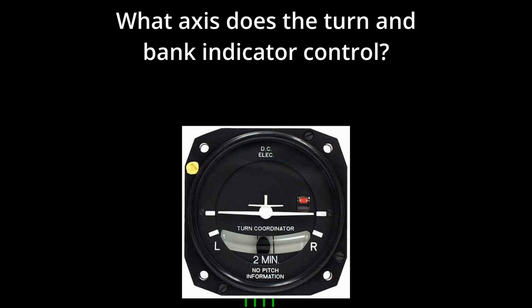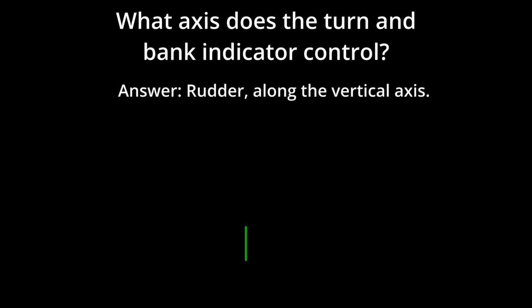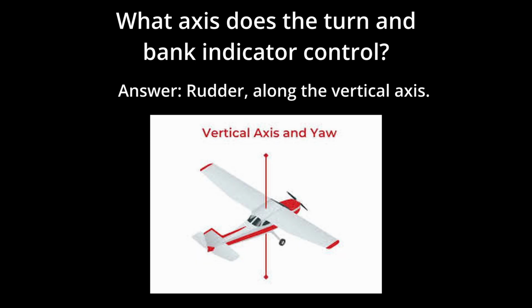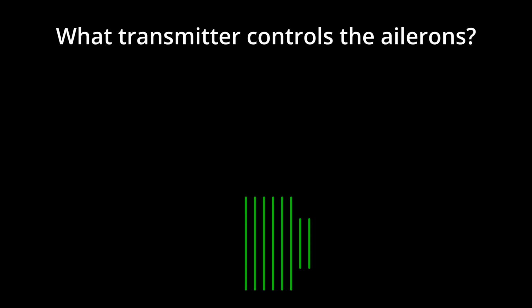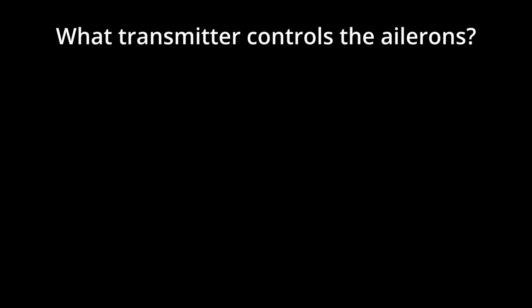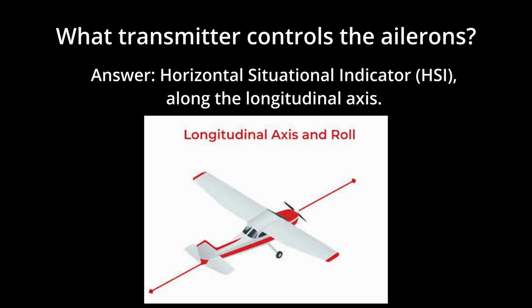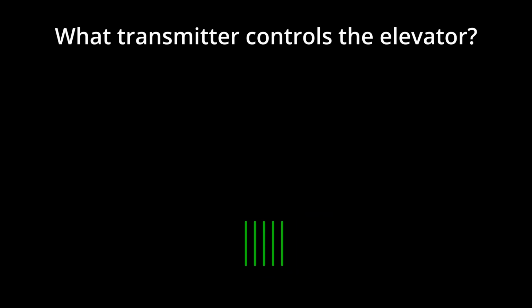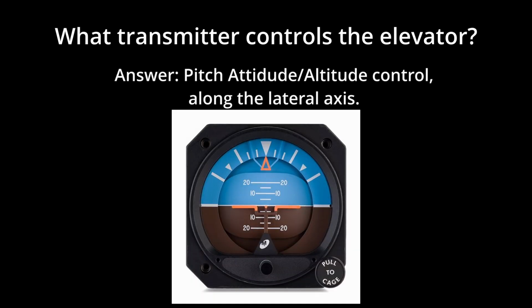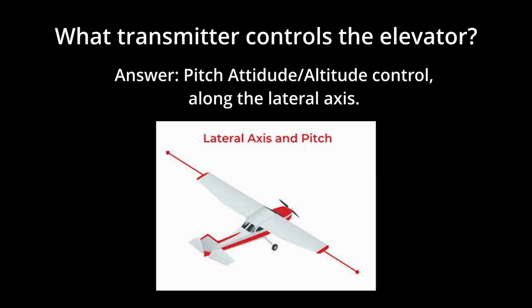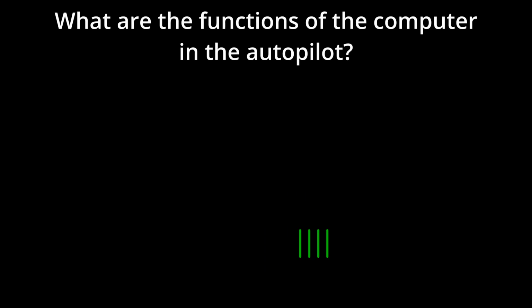You have the turn and bank indicator. What axis does that control? The rudder is controlled by the turn and bank sensor, and that's on the vertical axis. So we have aileron, and it's controlled by what transmitter? Aileron is controlled by the horizontal indicator, and it controls the aircraft along the longitudinal axis. And then that leaves the elevator, controlled by the pitch attitude or the altitude control, and that's about the lateral axis.